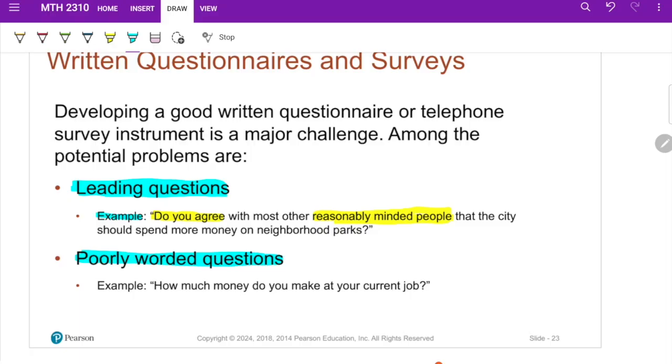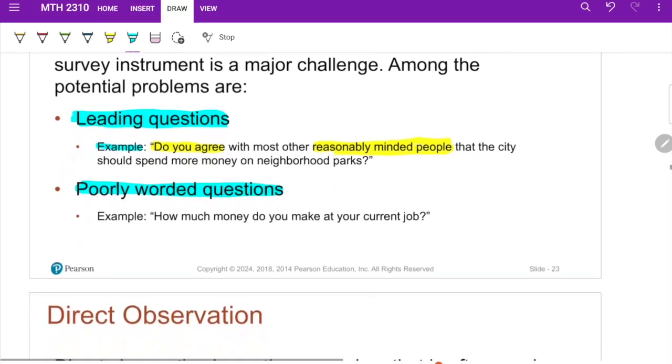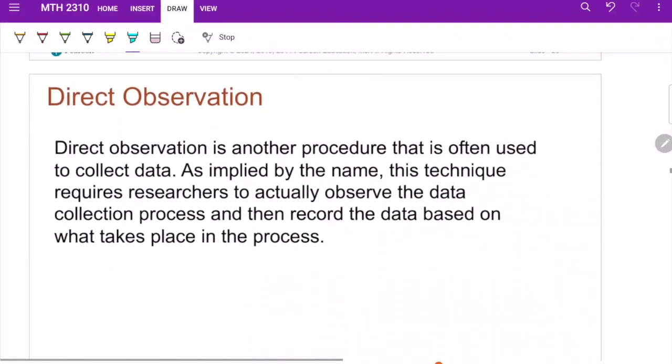So maybe what you can do is improve it by putting categories, like: which of the following categories best reflects your weekly income from your current job? And you give them categories like under $500, between $500 and $1,000, over $1,000, and let them choose. Then you can analyze your data well, and you can get consistent data.